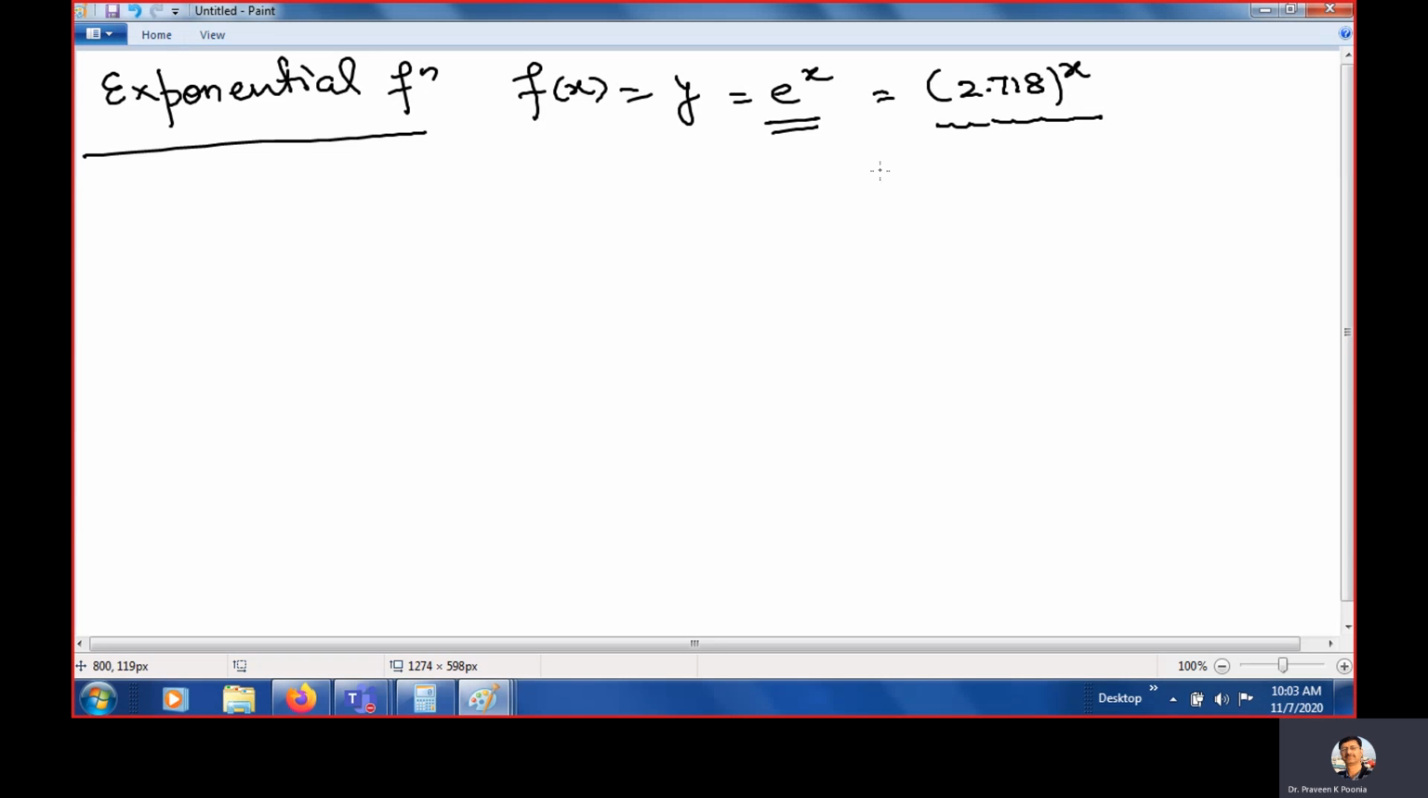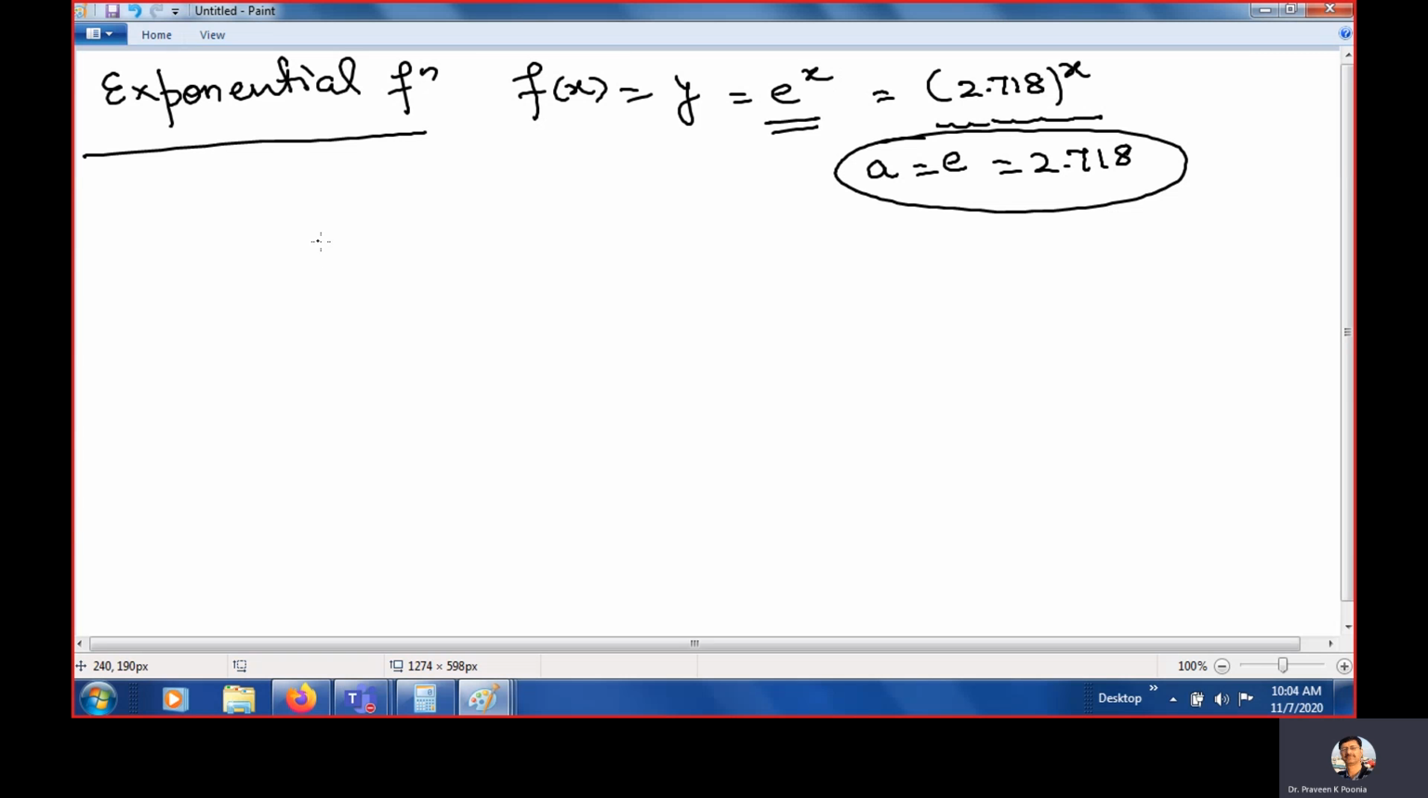So the function is the same. Only the value of a here is e, meaning 2.718. This is the only change. So you need to remember this. This is very important and it arises naturally in many areas. Clear? And the graph and properties are just the same. So you can draw the graph.